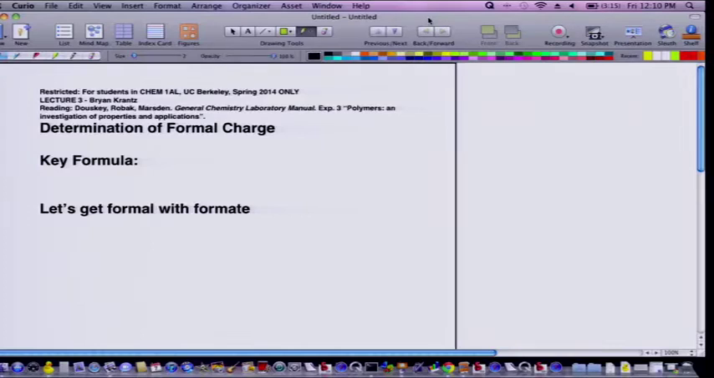So today we're going to talk about some chemistry that will come into play for next week's lab, where you'll get into cross-linking polymers. And to understand that, we need to understand molecular interactions and charges. In particular, we'll talk today about hydrogen bonding.